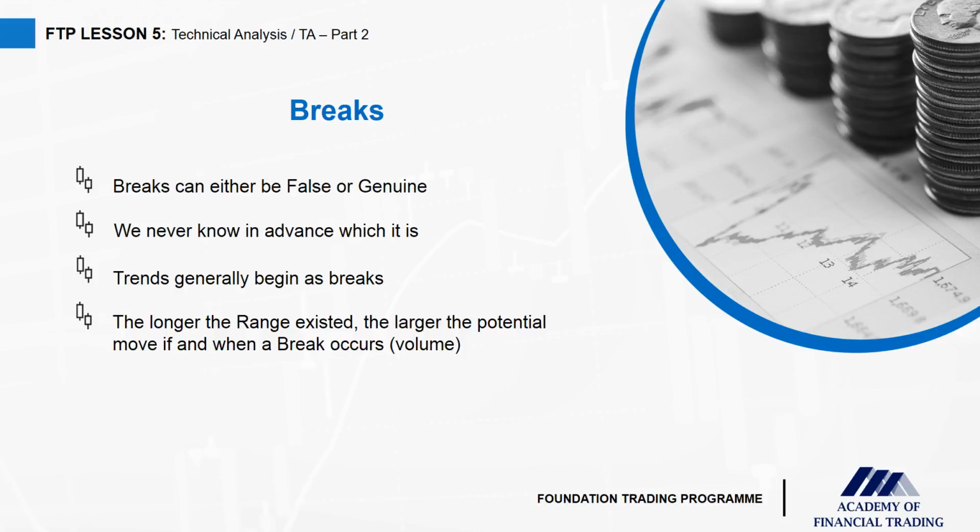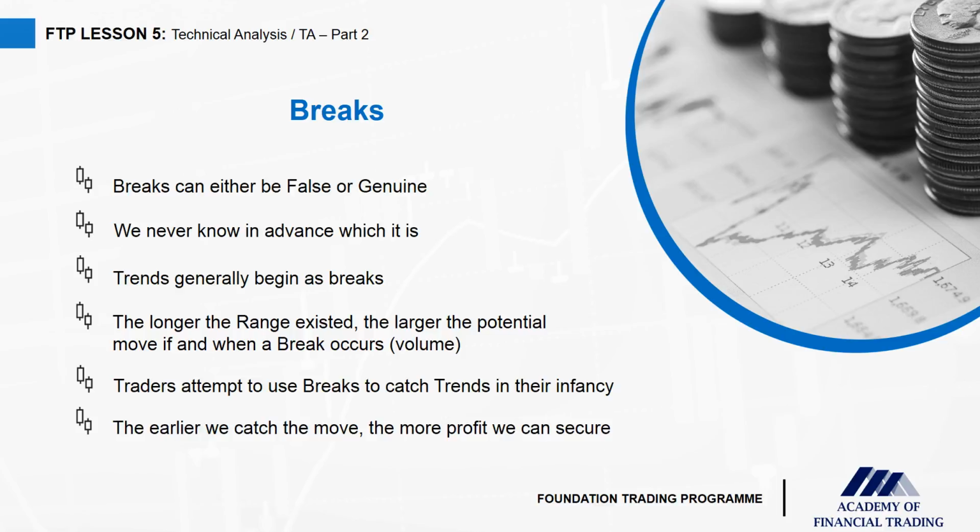So the longer the range existed, the larger the potential move, in general, if and when a break occurs. Right? So traders attempt to use breaks to catch trends in their infancy. The earlier we catch the move, the more profit we can secure. Obviously, if something rockets up in price and we put in a buy order earlier, we got it at a lower amount, which means when we exit the trade at the top, we're getting larger profits. Exact same way if something plummets downwards and we put in a going short order or a selling order early, when it reaches the bottom point and we exit the trade, we've made far more profit.